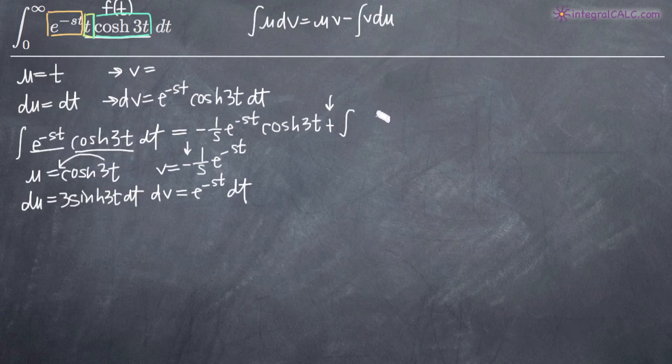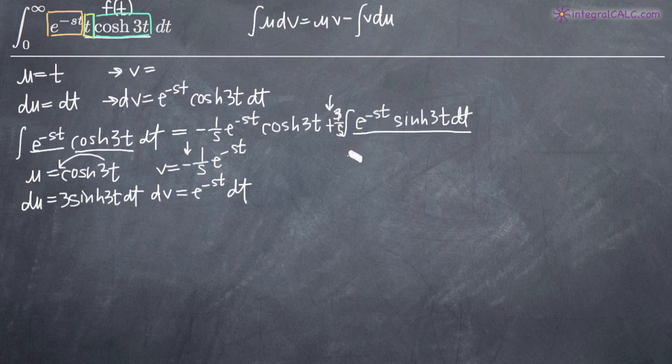So we've got positive. We'll also bring that 1 over s out in front of our integral because s is a constant, so we can pull that out in front. So plus 1 over s times the integral of e to the negative st, that's our v, times du. So we've got 3 hyperbolic sine of 3t. We'll bring the 3 out in front here, so now we've got 3 over s, and then hyperbolic sine of 3t dt. All right, so we're in good shape except that our integral over here needs integration by parts again.